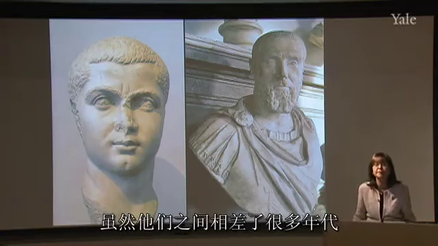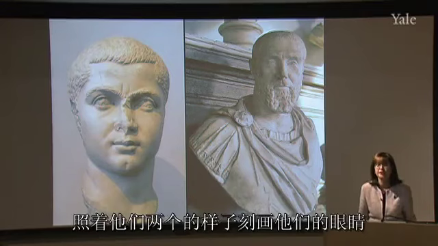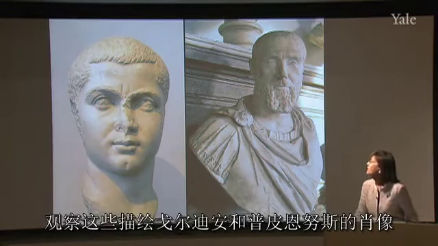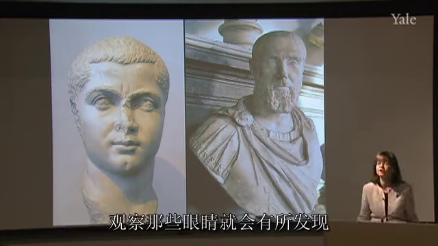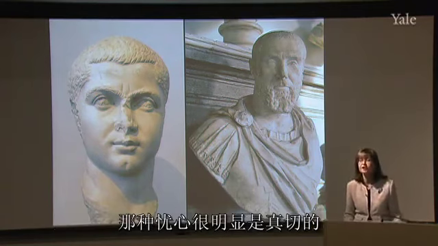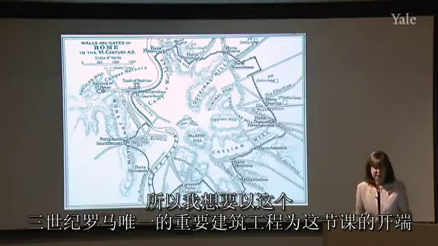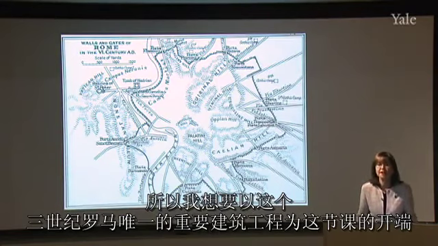If you look at these 2 portraits, one of the boy emperor and one of the more mature emperor, even though many, many years separate them in chronological age, I think you will see, if you look at the way in which these portraitists represented their eyes in these official portraits of Gordian and of Pupienus, that those eyes reveal the concern that these emperors had for the state of the empire during the 3rd century AD, a concern that was extremely warranted, obviously.